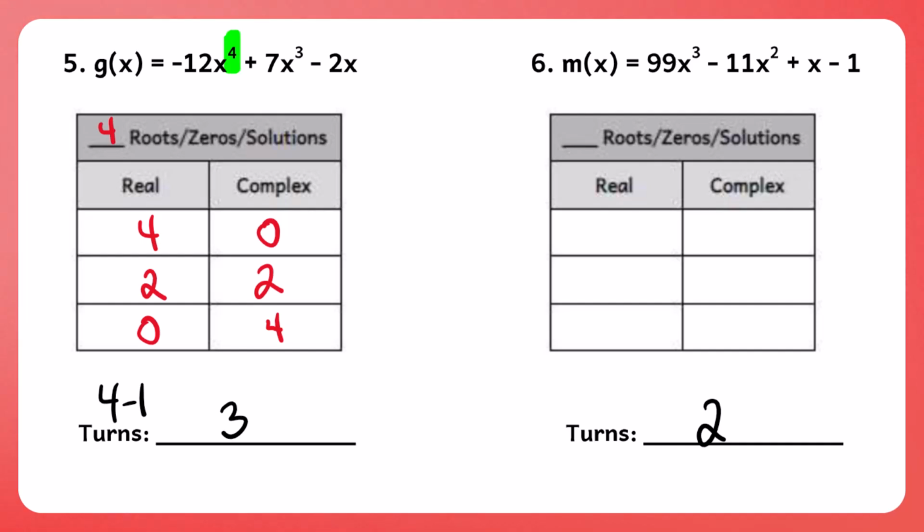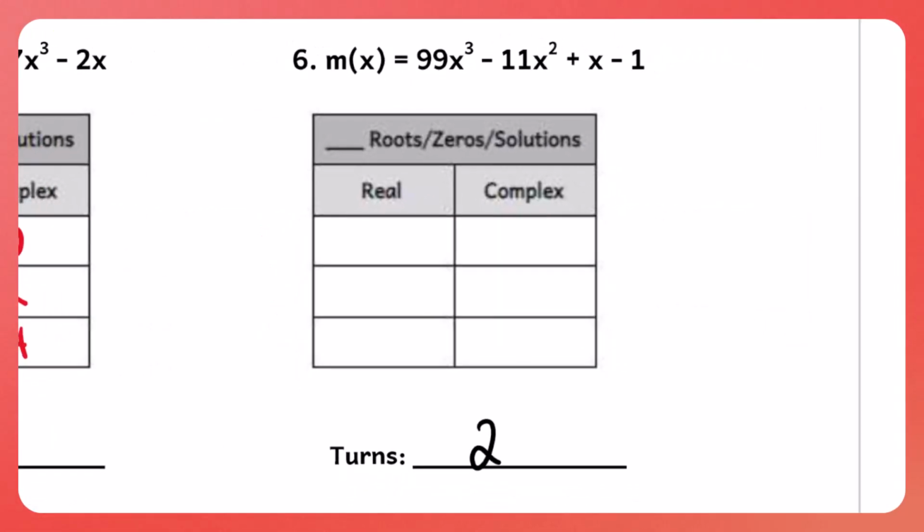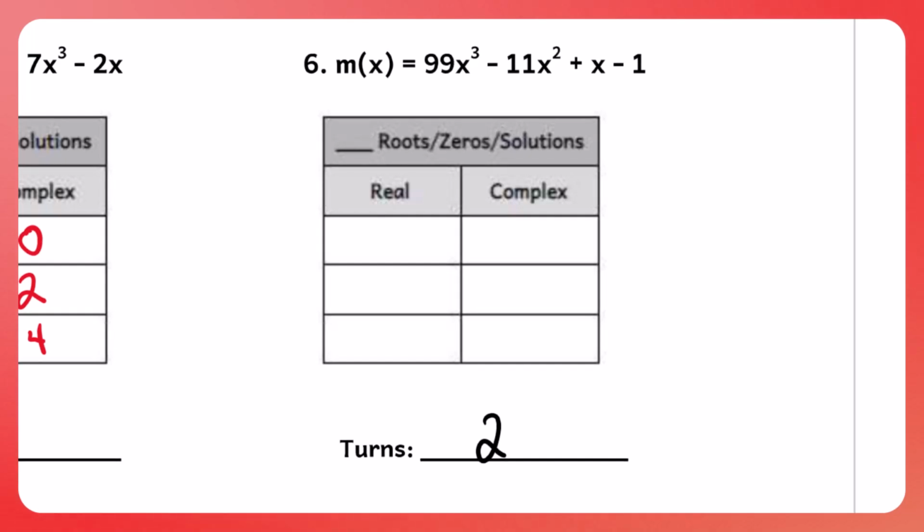Because remember, the number of real and complex solutions must add up to the degree. And the tricky thing is recognizing that the complex solutions will always be even numbers. So that's one thing on there. Go ahead and hit pause, try number 6 on your own, and let's bust this out.